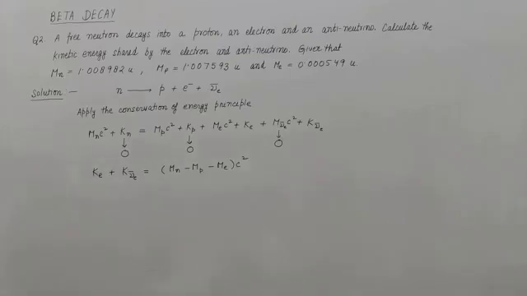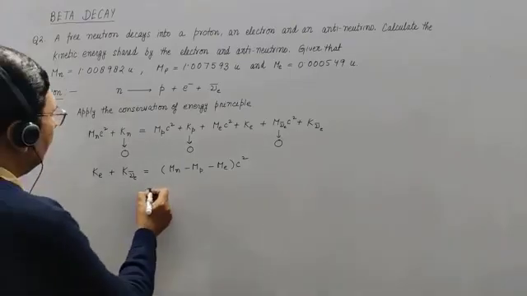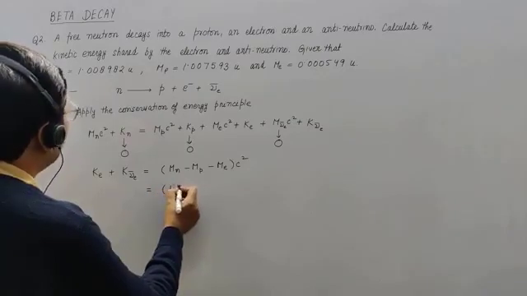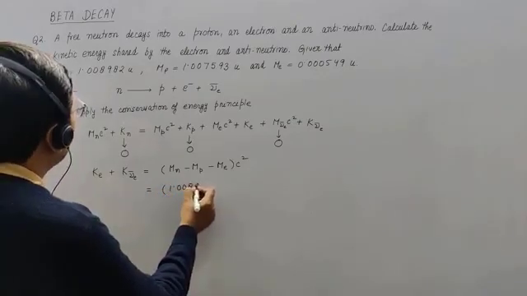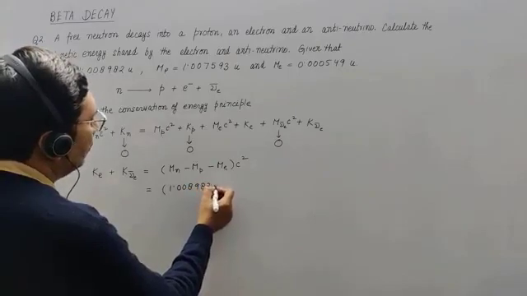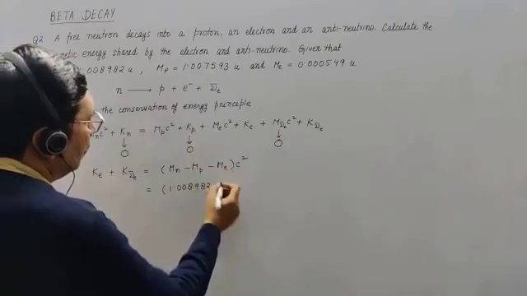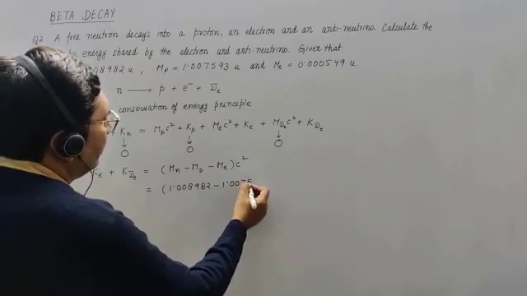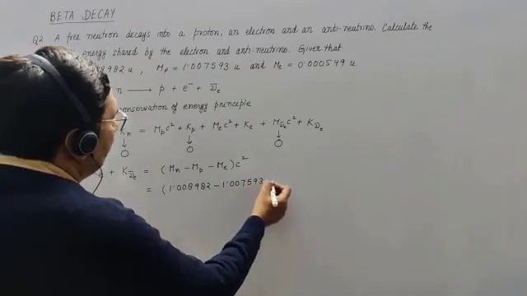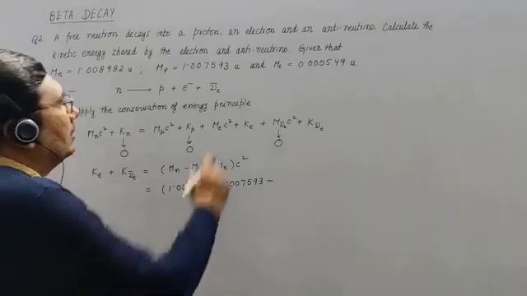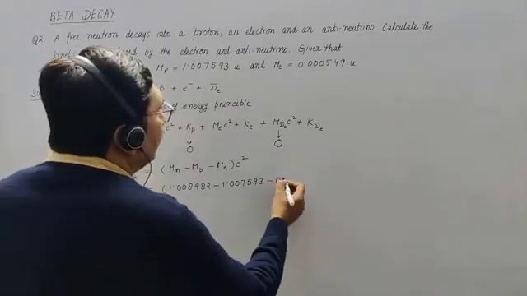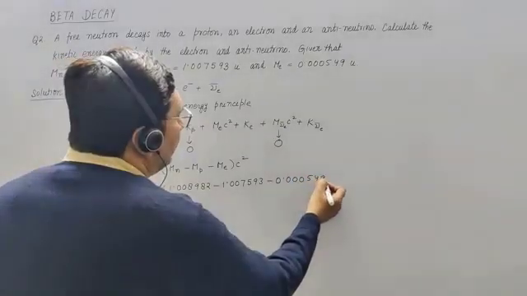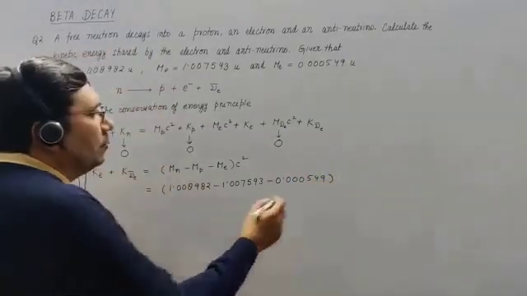Now substitute these values. The mass of the neutron is 1.00892 AMU or units. The mass of the proton is given as 1.007593 units, minus 0.000549. All these values are given in AMU.